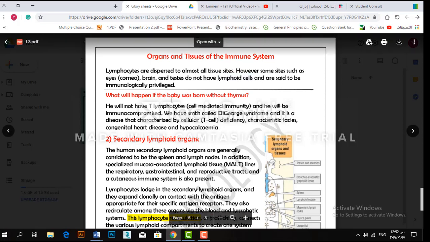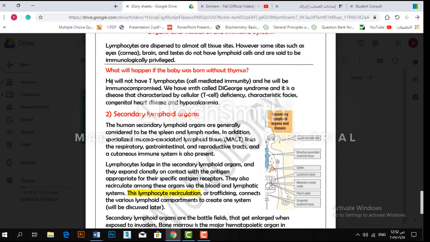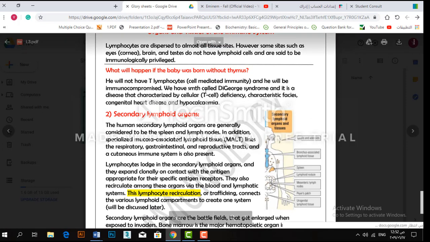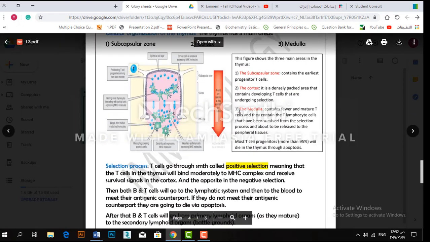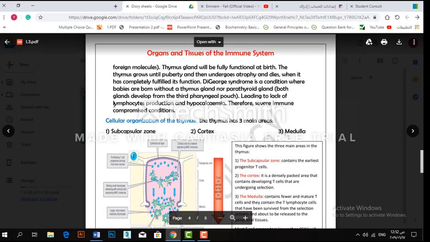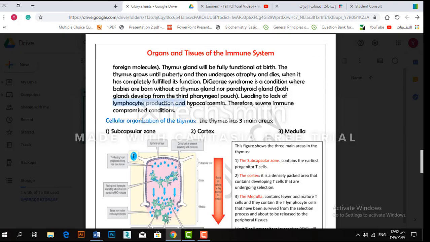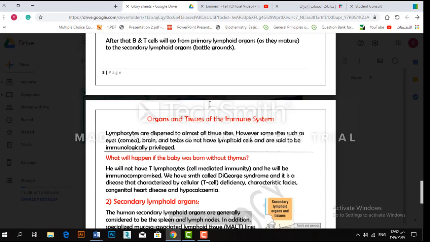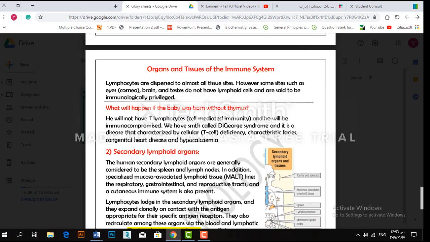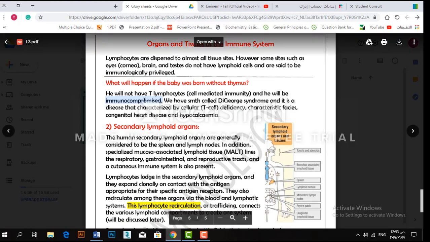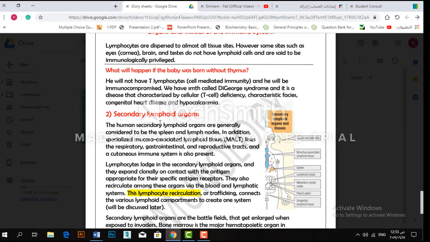Now, what will happen if the baby was born without a thymus? He will not have T lymphocytes, so he will have something called DiGeorge syndrome, as we mentioned before. What happens in DiGeorge syndrome, as we mentioned, is a lack of lymphocyte production and hypocalcemia. So if he is born without a thymus, he will not have T lymphocytes or cell-mediated immunity, and he will be immunocompromised. So what do we mean by immunocompromised? A weakness in the immune system.